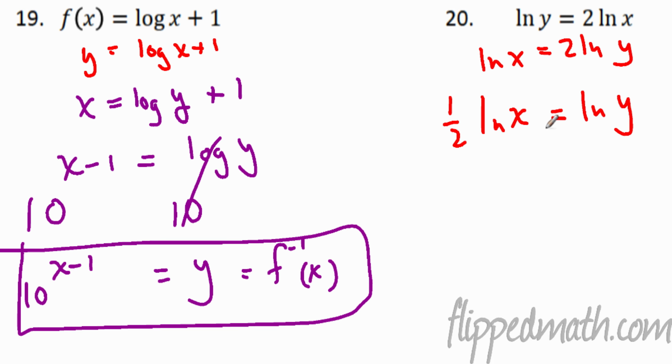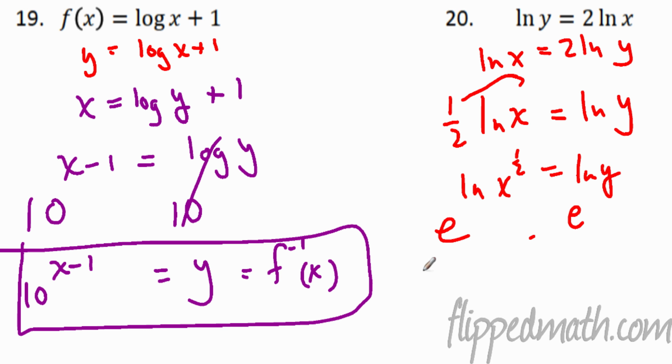And now how do you get rid of natural log? That is the exponent I use on e. So I'm going to raise e to this power. Well, you know what I'm going to do first? Let's put that half up here on x. So the natural log of x to the 1/2, right? Because that exponent, you can put it up there, equals natural log of y. Raise e to that, raise e to this.